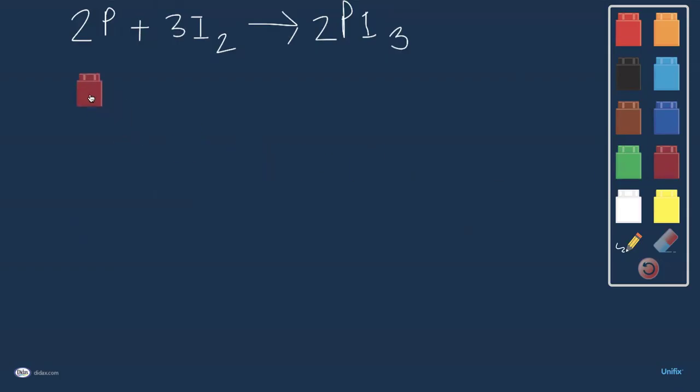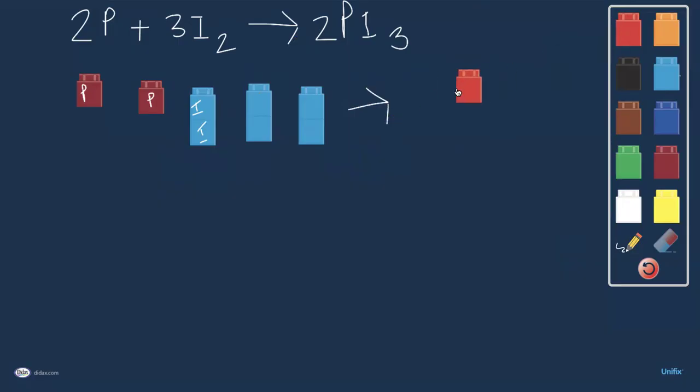This uses dark brown for this one. So I have 2 P's here. Why not? Okay. And for my I, let's use light blue. Why not? And so there's 3 towers of these, and they are all iodine. Okay. So I, and on the other side, I'm going to have 2PI3. Okay.